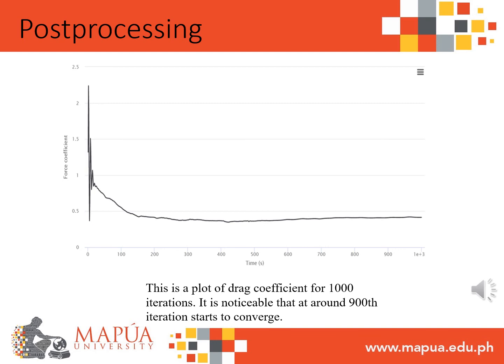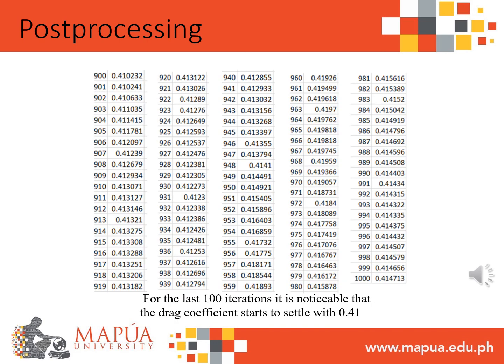So here we have the plot of drag coefficient for 1000 iterations. We can notice here that at around 900 iterations, our solution starts to converge. Here we have tabulated data from 900 iterations up to 1000 iterations of drag coefficient. We can notice here that for two significant figures, our drag coefficient is settling at 0.41. It is safe to say that 0.41 is our converged solution.